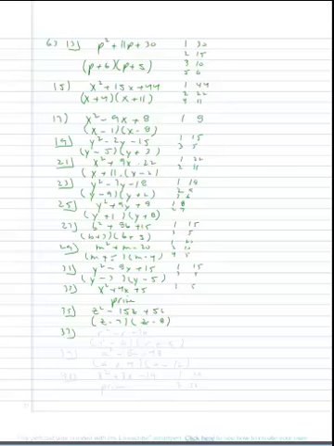37. r squared minus r minus 30. I need two factors of 30 that differ by 1, so 5 and 6 ought to come to mind. The larger one's negative because that linear term is negative.